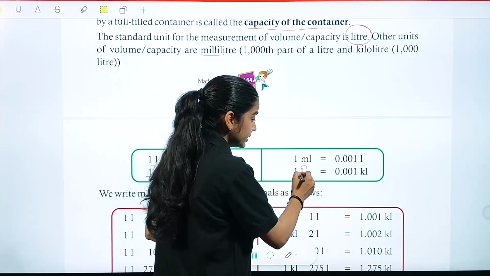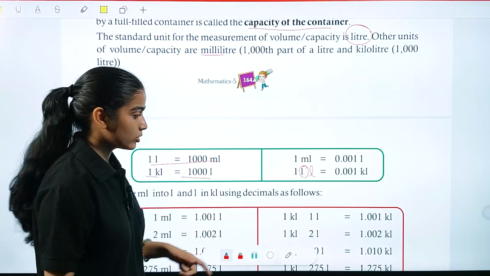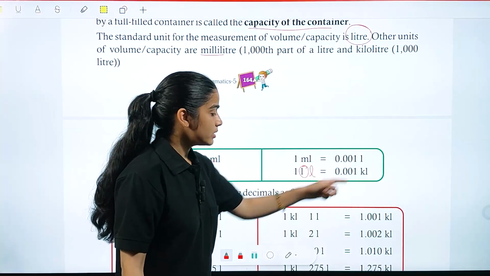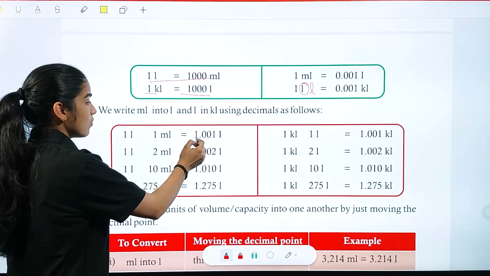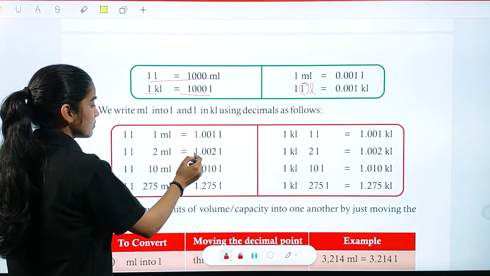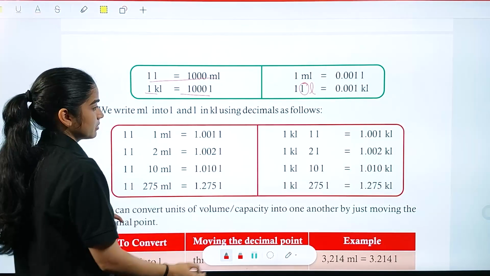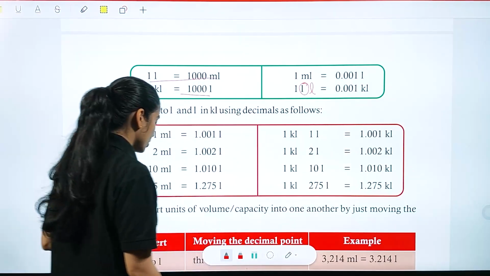This is your liter. Don't get confused in this. This is not your 1. This is your liter. Okay. So 0.001 kiloliter. Now we can change it. So 1 liter 1 milliliter means 1.001 liter. 1 liter 2 milliliter means 1.002 liter. Same, 1 kiloliter 1 liter means 1.001 kiloliter.